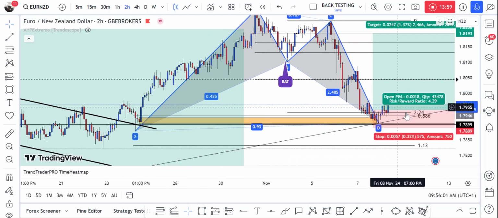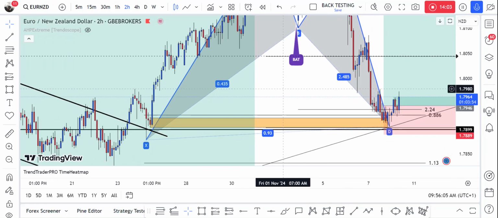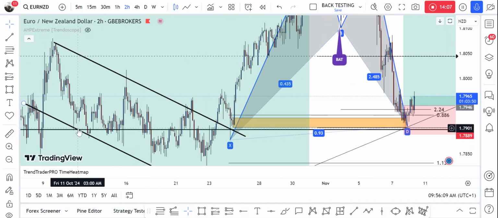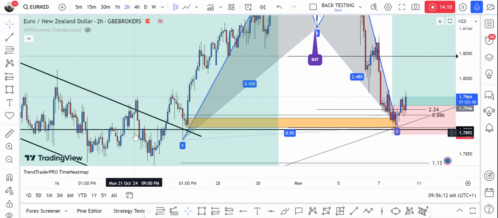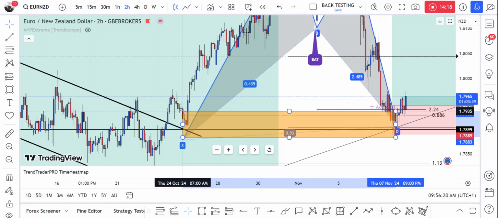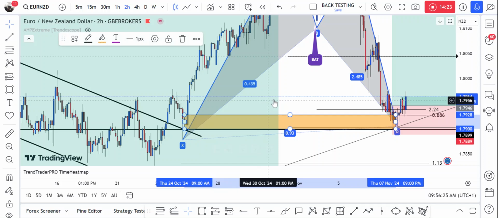Now, this place becomes a zone of interest for me because we have an area price has reacted from in the past. On top of that, we have this inefficiency here, a fair value gap, and then we have this order block. I told you guys about order block. So now this place becomes a zone of interest for me.